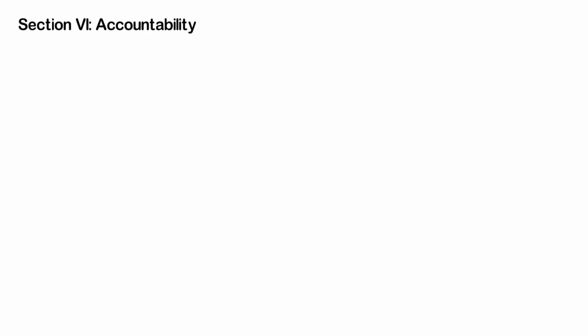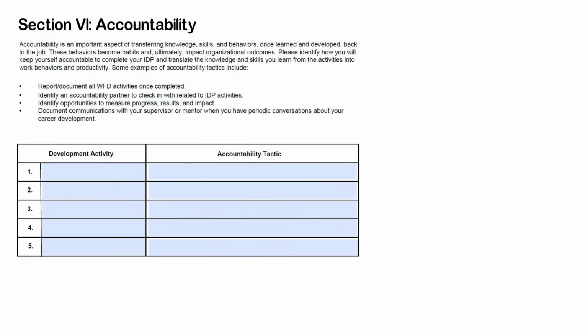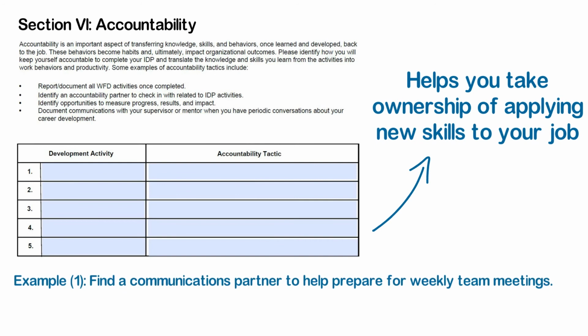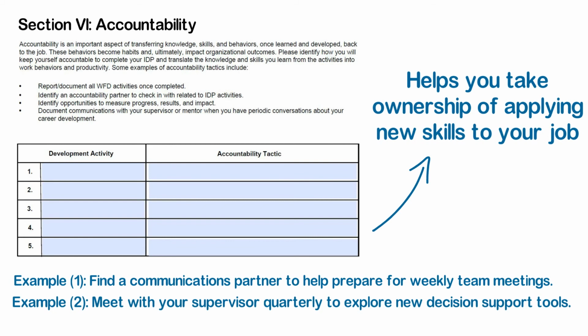The next section, Section 6, might be one of the most important sections because it'll help you take ownership of and be accountable for transferring your knowledge, skills, and behaviors onto your job. For example, if you determine that you need to do more meeting prep work to improve your ability to communicate for results, your accountability tactic might be to find a partner who will work with you to plan and prepare for weekly team meetings. Or if you want to use decision support tools to improve your problem solving, you may ask your supervisor to be an accountability partner and ask that you have the chance to learn and apply one new tool each quarter.